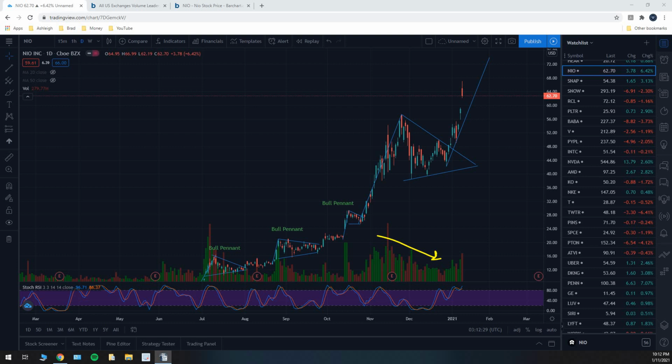So to sum it up, NIO still has plenty of room to run to the upside from a technical analysis perspective anyway. The bull pennant chart pattern projects that $74 price range for this stock, and the technical indicators over at barchart.com are extremely bullish on this stock as well. So that's all I've got.